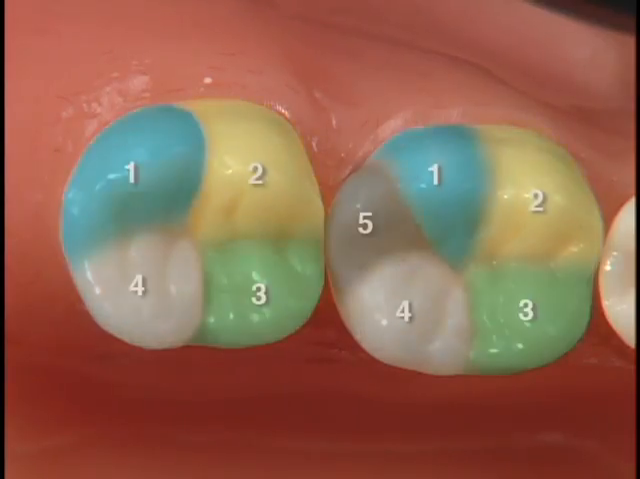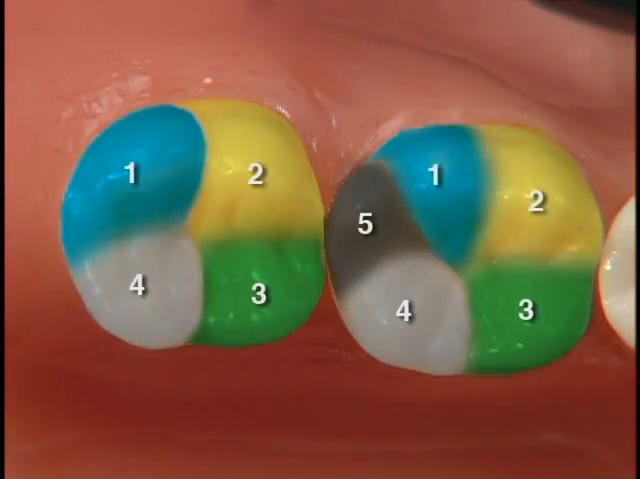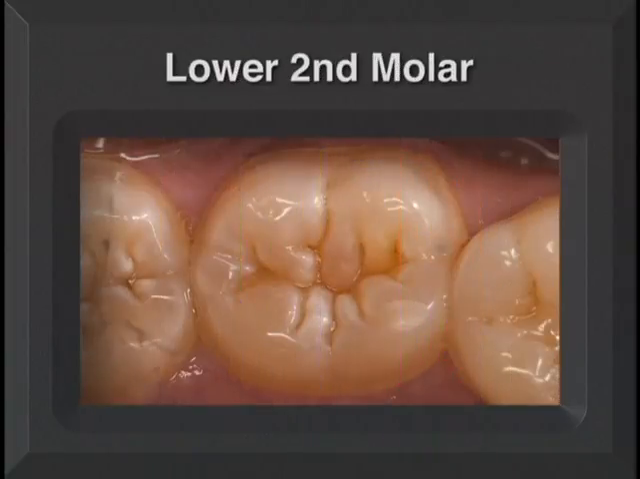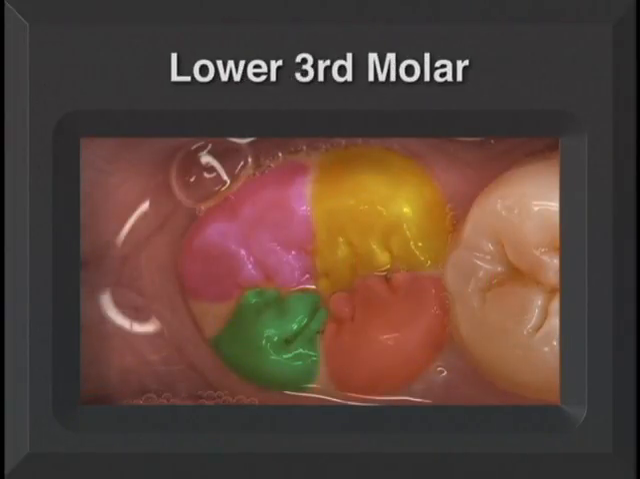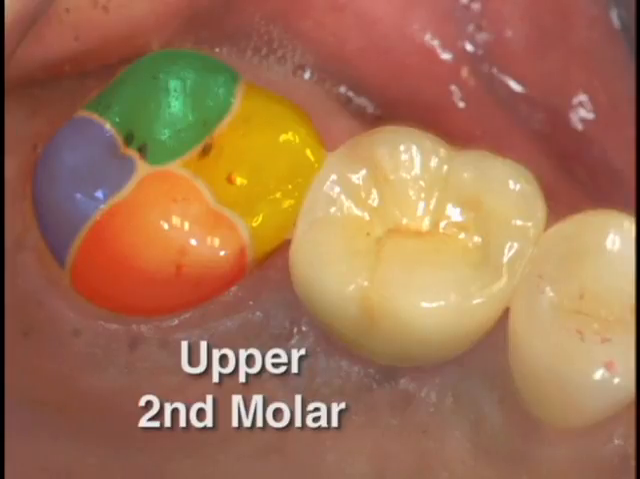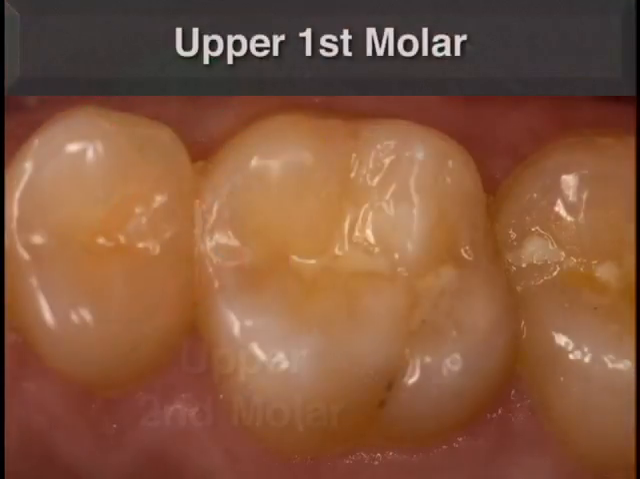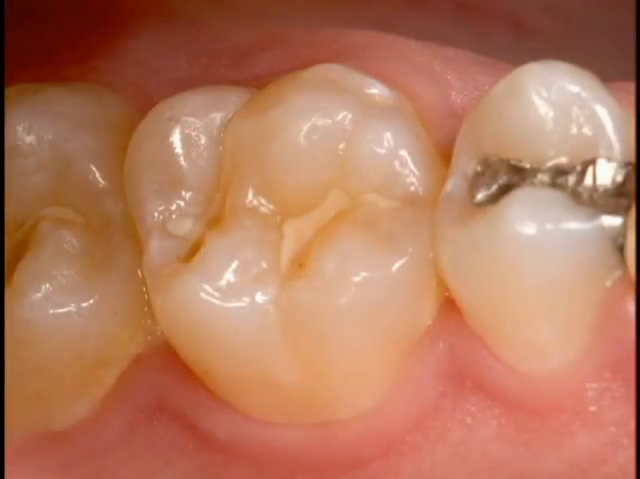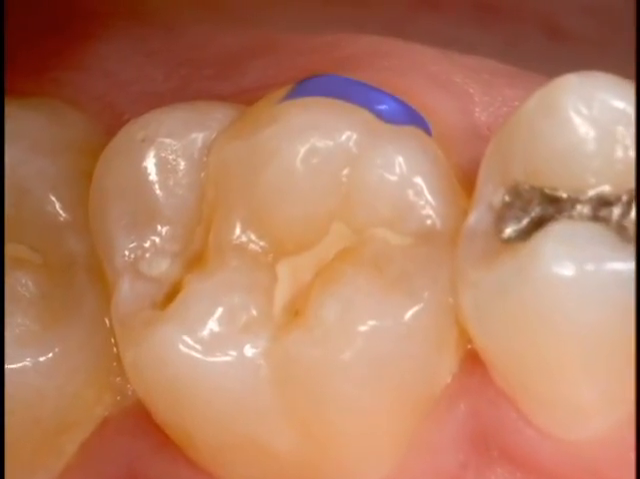In general, there'll be either 4 or 5 cusps on a molar. For instance, in the lower arch, the first molar normally has 5 cusps, while the second and third molars have only 4 cusps. In the upper arch, the second molar always has 4 cusps. The upper first molar is unique. It has 4 cusps and sometimes 5. The 5th cusp has relatively little or no function, and is located on the mesiopalatal portion of the tooth.